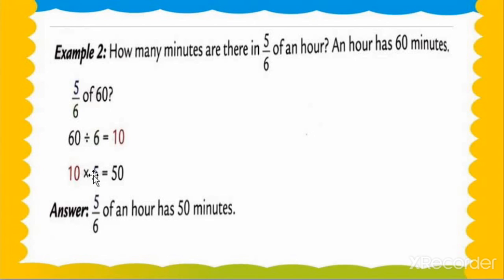Step number 2 says, what is the second step? 10 multiplied by 5. So 10 5s are 50. What, my dear students? 10 5s are 50. So now the answer is what? 50 minutes. Okay. 5/6 of an hour is 50 minutes. Understood, my dear students? Okay.